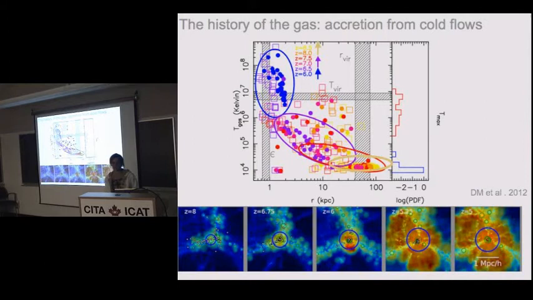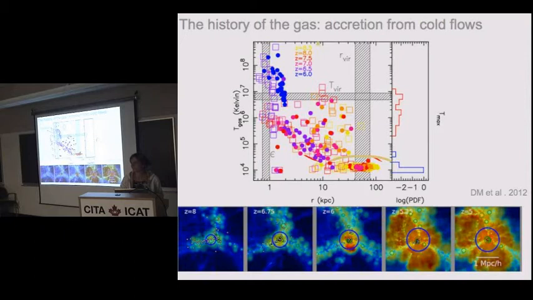So what's the picture? The gas falls in, and the black hole grows in one step, from the cold gas? That's right. Yeah, because that's the resolution. Exactly, so the gas is coming in cold at pretty much the dynamical time scale.